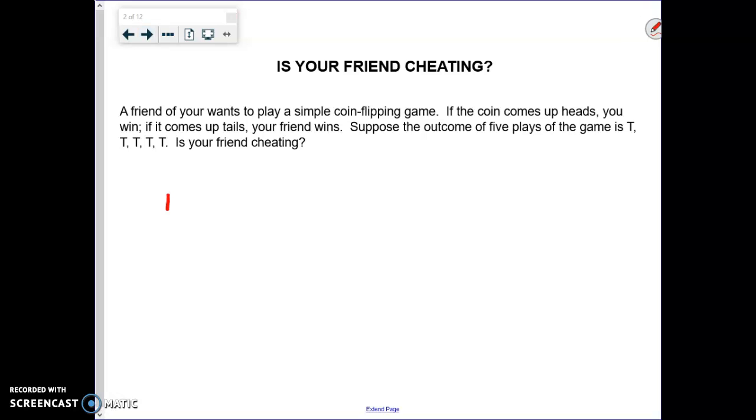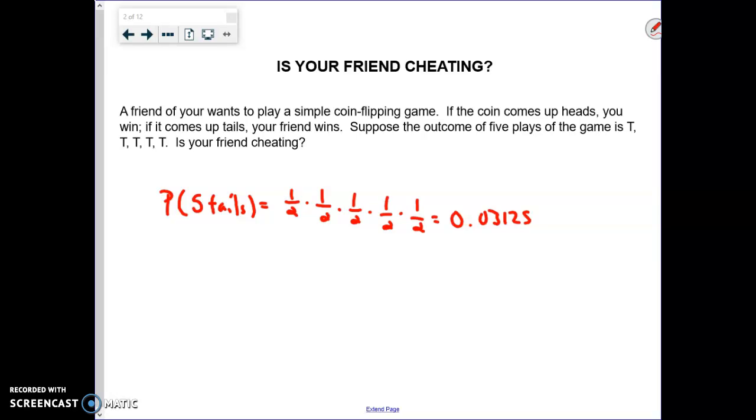Because the probability of getting 5 tails is just 1/2 times itself. The first flip is 1/2, and then 1/2 on the second, 1/2 on the third, 1/2 on the fourth, and 1/2 on the fifth. So really it's 1/2 to the 5th power, and you get 0.03125, which basically says that if you were to do this experiment 100 times, approximately 3 out of every 100 times, you should get 5 tails in a row. Now, this just shows that it's possible to get 5 tails in a row, but it's not likely.